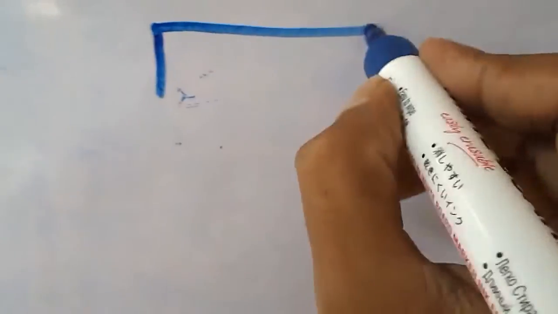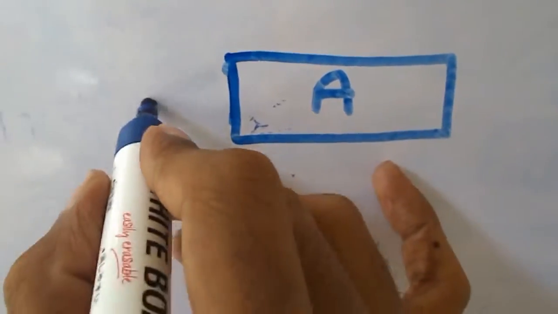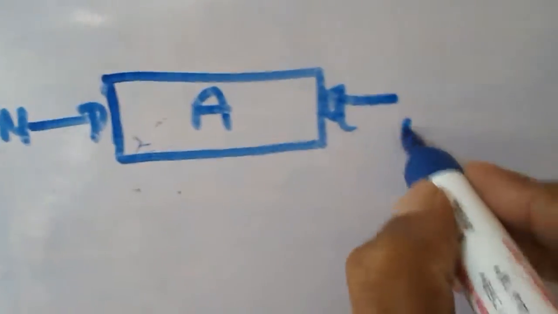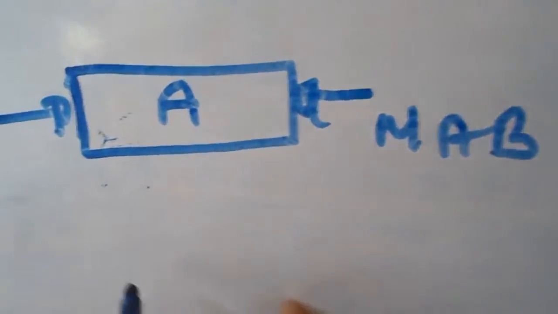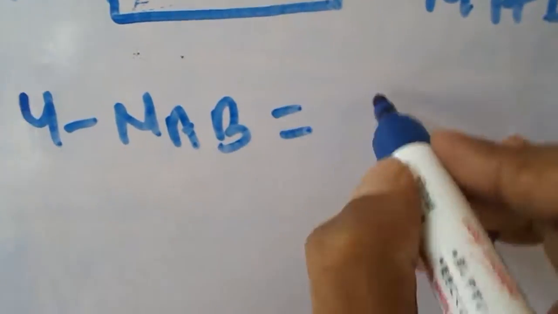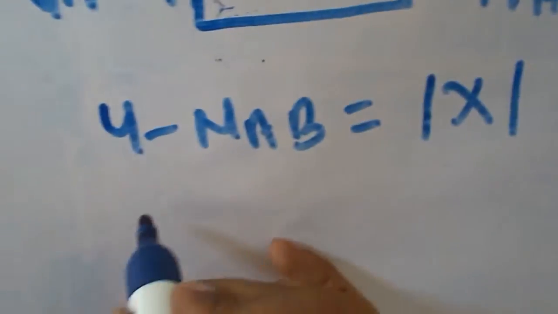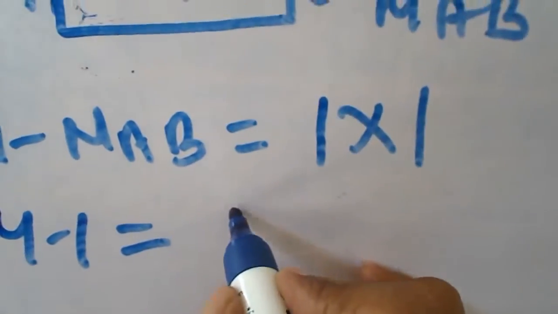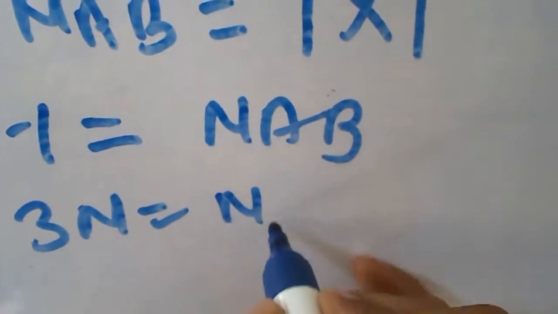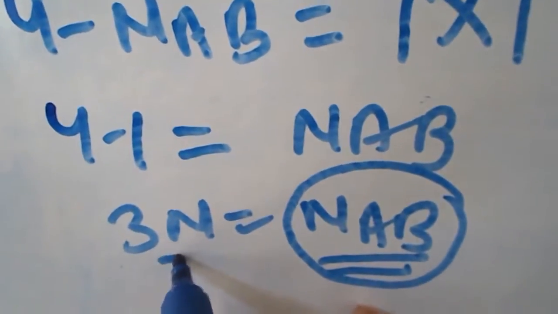So look, this is my free body diagram for block A, which is 1 kg. This is 4 Newton, and this is NAB. So what should be this value? 4 minus NAB is equal to 1 into 1, because the acceleration is 1 meter per second square, as we calculated. So 4 minus 1 should be equal to NAB. So 3 Newton is equal to NAB. And this is the force which is applied by B.